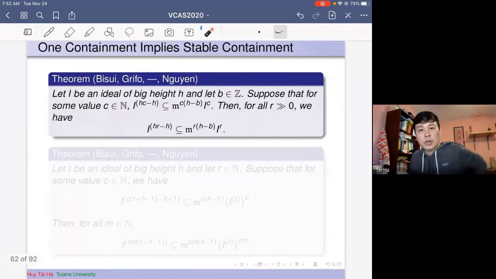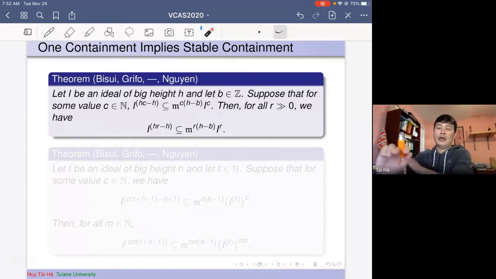So what do we do? What is the new ingredient in our work that allows us to get one open dense subset that works for all powers? The technique is that we prove one containment implies stable containment, right? So we prove that if you have one appropriate containment for some constant C, then you get the same containment, stable containment, for all r big enough.